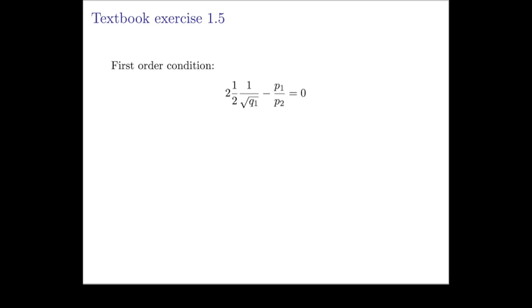So we write down the first order condition. We're just going to take the derivative with respect to Q1 and set that equal to 0. The derivative of the first term is just going to be 2 times 1/2 times 1 over the square root of Q1. And the derivative of the second term is just going to be minus P1 over P2. And so the total derivative has to equal 0. That's the first order condition. We're going to solve that for Q1.